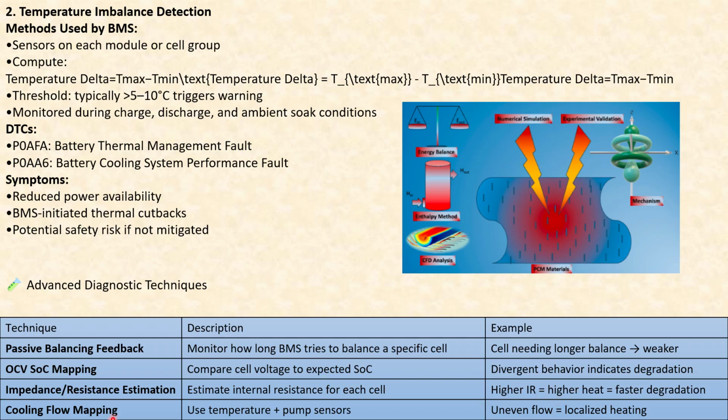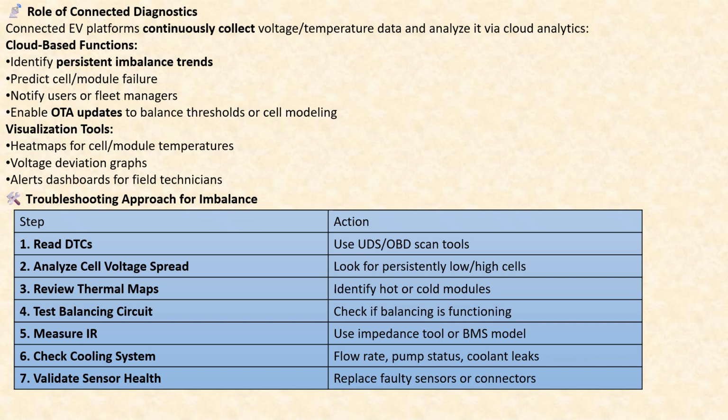Now talking about the cooling flow mapping. Okay, this is a very commonly used technique to check the temperature imbalance detection. The description is to use temperature plus pump sensors and uneven flow to localize heating. Okay, so these are the various elaborate descriptions of the temperature imbalance detection.